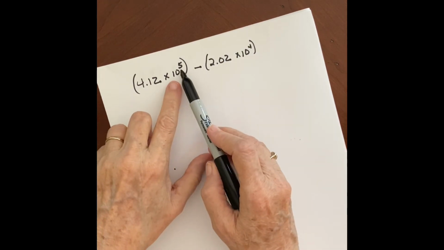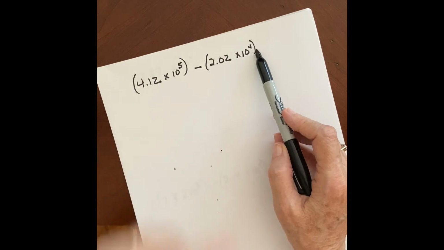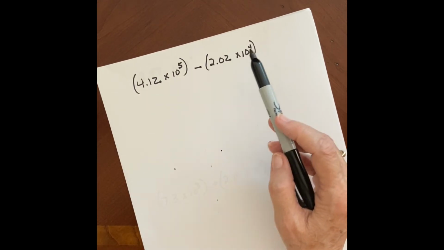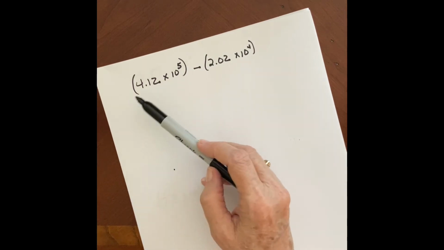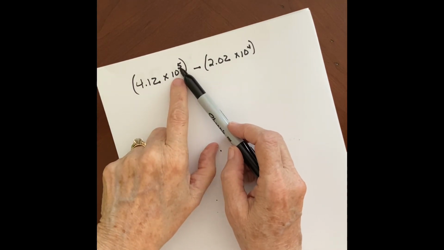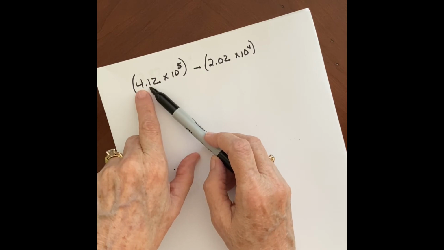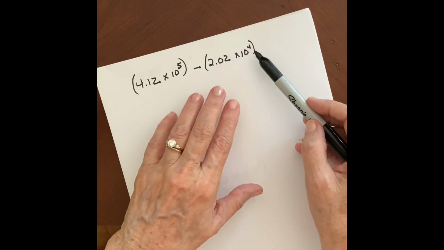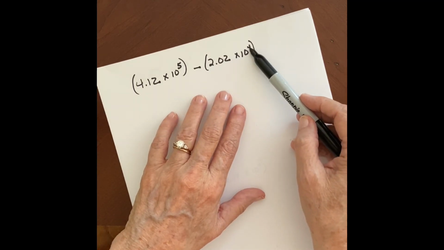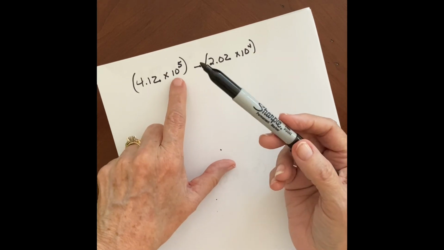So let's either change that to 10 to the 4th or change that to 10 to the 5th power. I know if I make that exponent smaller, then I have to make that number bigger, because I want to keep it the same amount of stuff, just stated in a different way. If I make this exponent bigger, I have to make that number smaller. So I don't know, I'll make that one smaller.